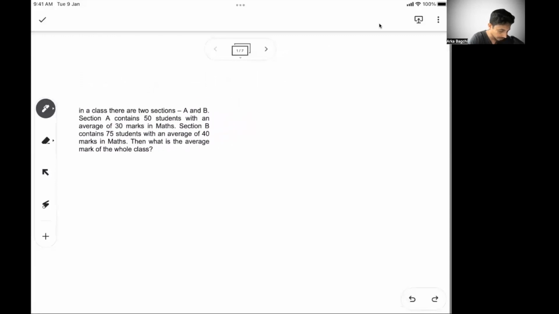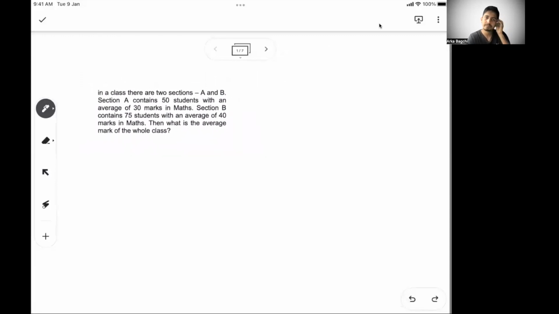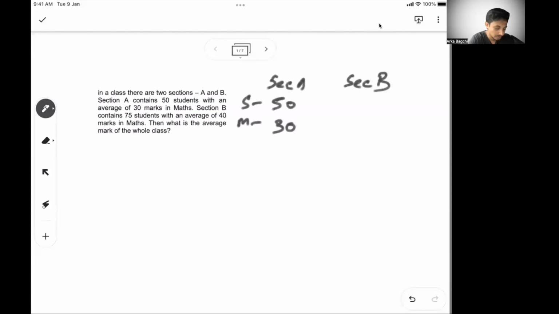If you can see the problem, in a class there are two sections, section A and section B. A has 50 students with an average of 30 marks. So 50 students, 30 marks. This is students, this is marks. B contains 75 students with an average of 40 marks. What is the average? Basically, this is a typical weighted average problem.